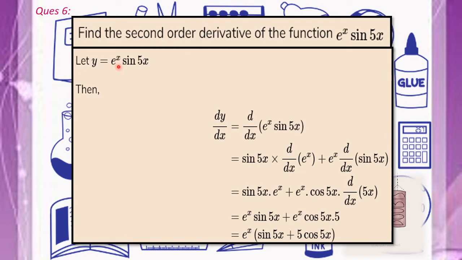Sixth, e power x sine 5x. dy by dx, product rule. Sine 5x as it is, derivative of e power x is e power x. Then e power x as it is, derivative of sine 5x is 5 cos 5x. e power x common throughout, and this is the first derivative.